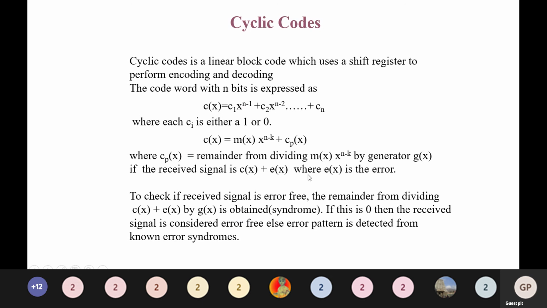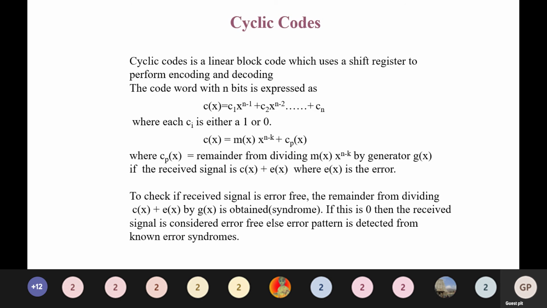So if the received signal is C of x plus E of x, where E of x is the error, to check if the received signal is error free, the remainder from dividing C of x plus E of x by g of x is obtained, known as the syndrome. Now, if this is 0, then the received signal is considered error free; else the error pattern is detected from the error syndromes. So you have to use polynomials actually: the message polynomial and the generator polynomial. Then you have to find out the corresponding code word.